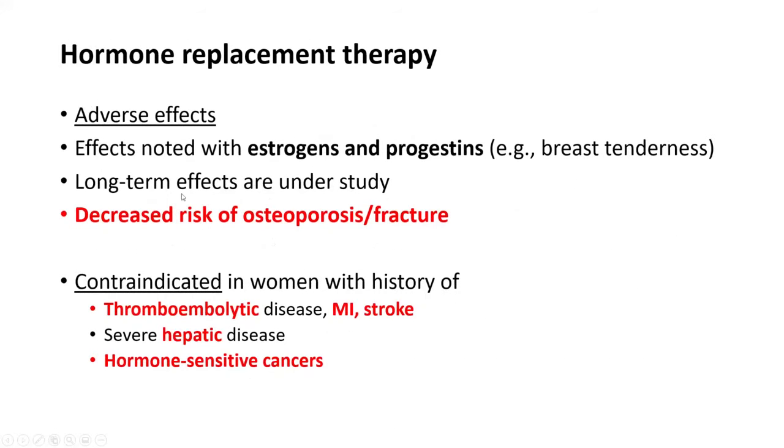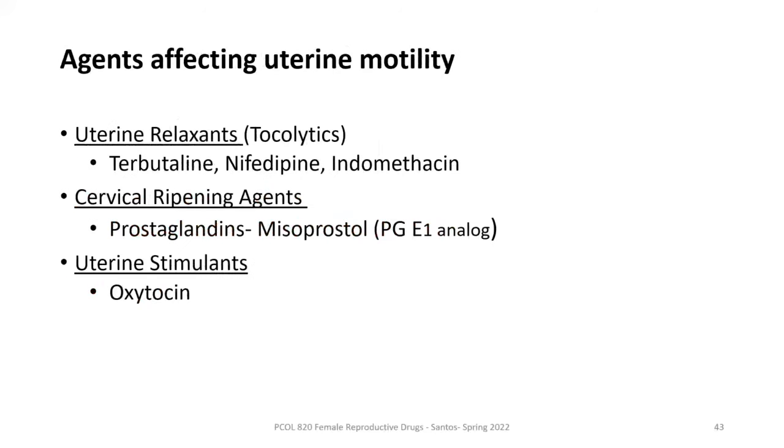Adverse effects. Long-term effects are under study, but one thing that is very well known is the decreased risk of osteoporosis and fracture, which is a good thing. Contraindicated in women with history of thromboembolic disease, myocardial infarction and stroke, severe hepatic disease, and hormone-sensitive cancer. So you see those adverse effects that keep coming back over and over again every time you talk about estrogens.